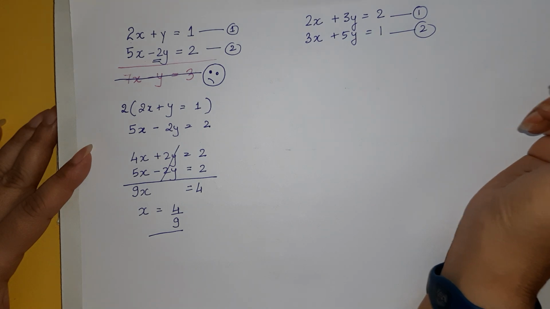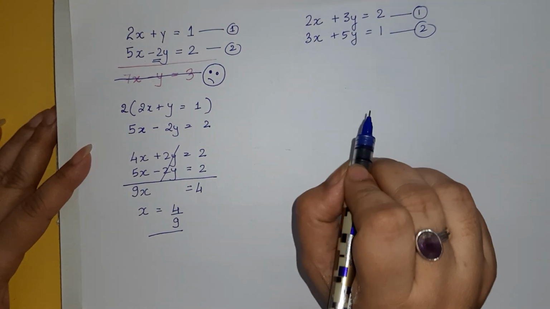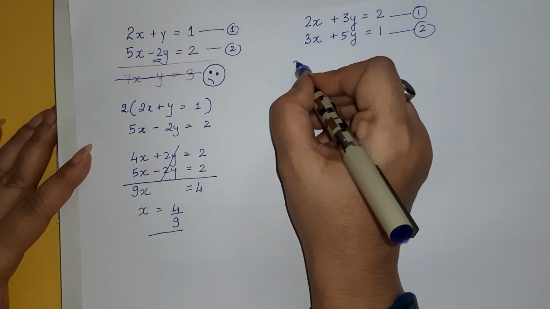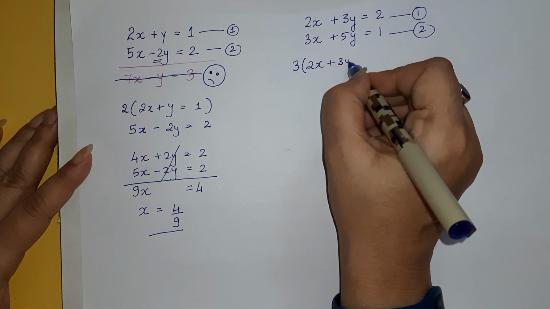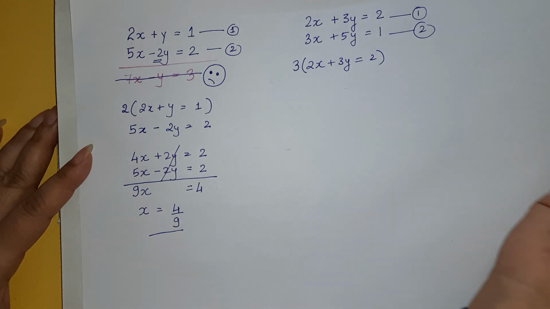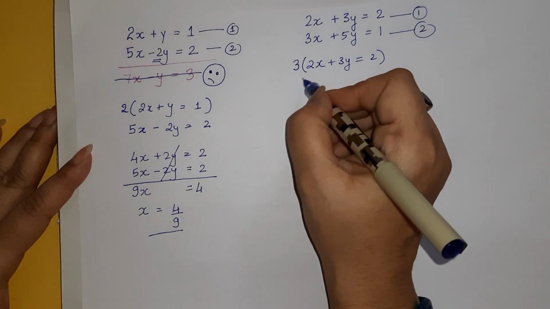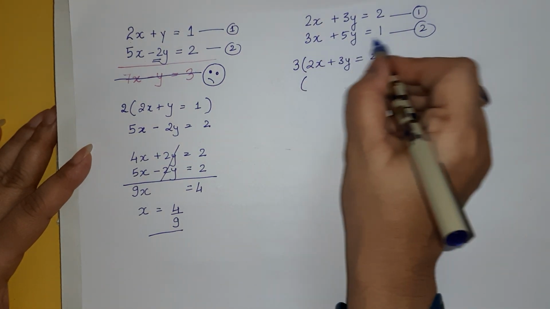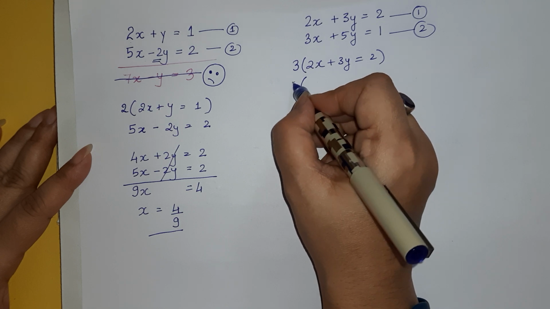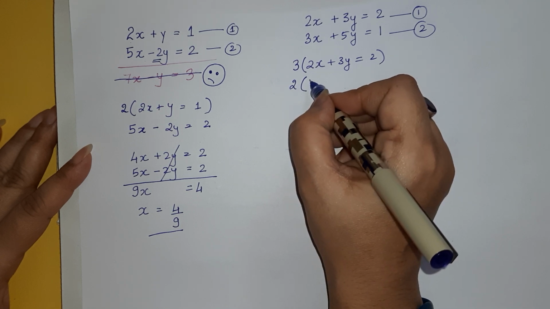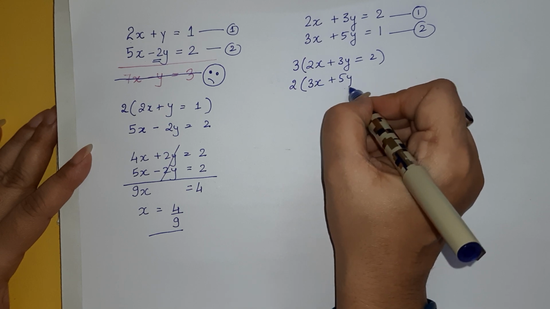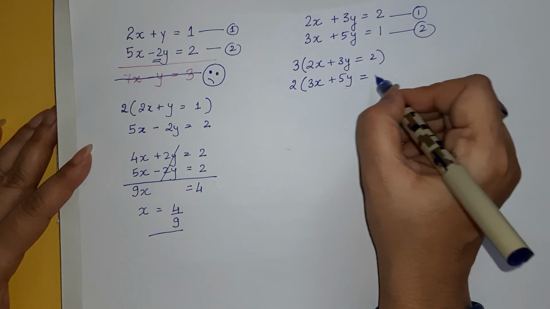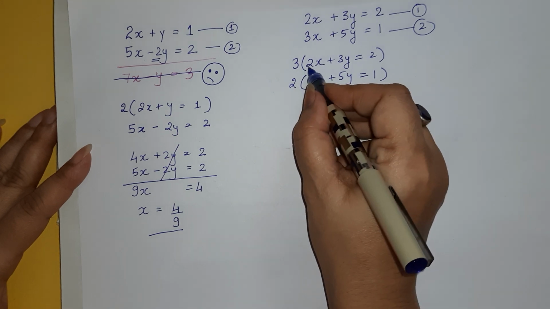Here we choose to cancel out x, supposedly. We will multiply the first equation by 3. The entire equation has to be multiplied by 3. In the same way, the entire second equation has to be multiplied by 2. Let us see what happens then.